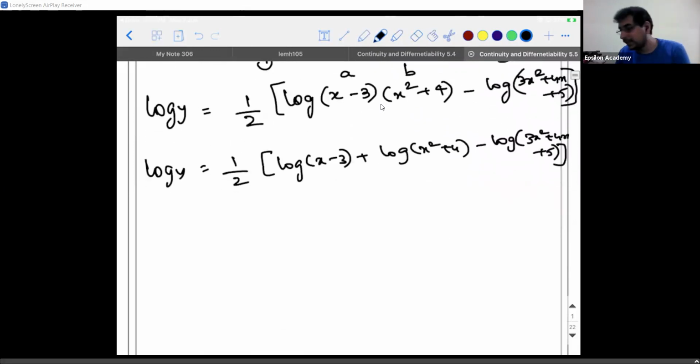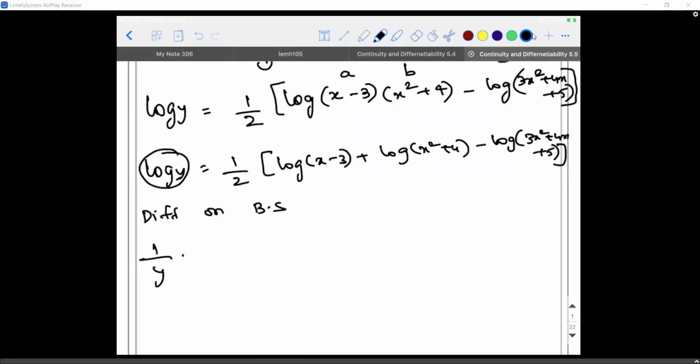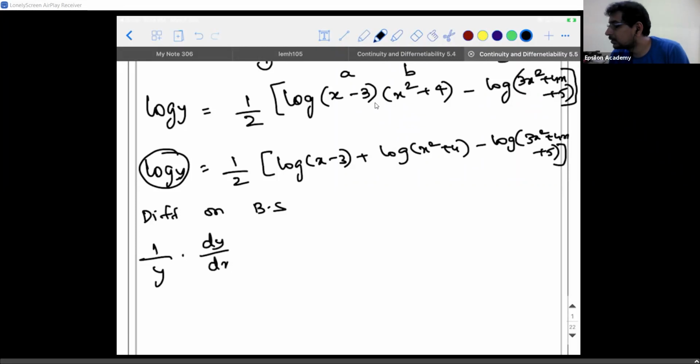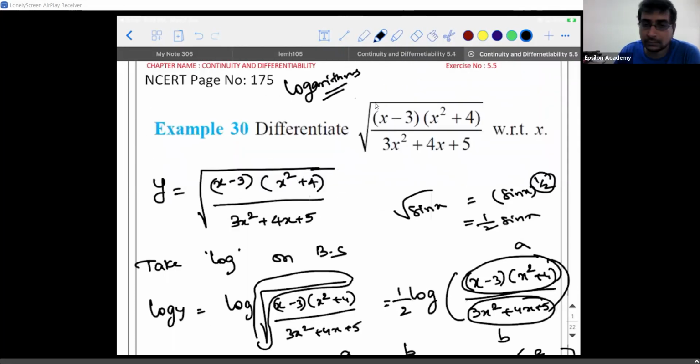Now you always need to write these kinds of questions in the form of logarithm and start differentiating on both sides. When I do that, what is the derivative of log y now? 1 by y into d by dx of y into dy by dx is equal to, hey Mithun, listen, sin x power half is not half sin x. I didn't say that. I did that only because I brought the half here because there is log.